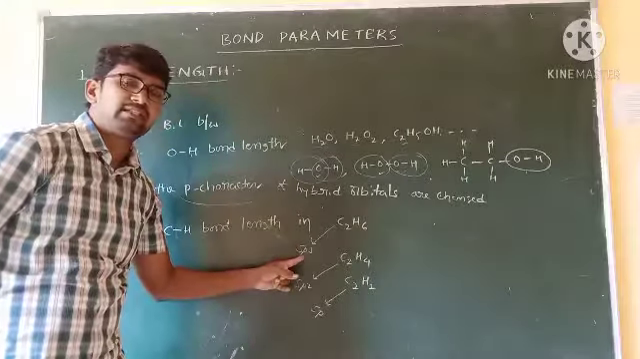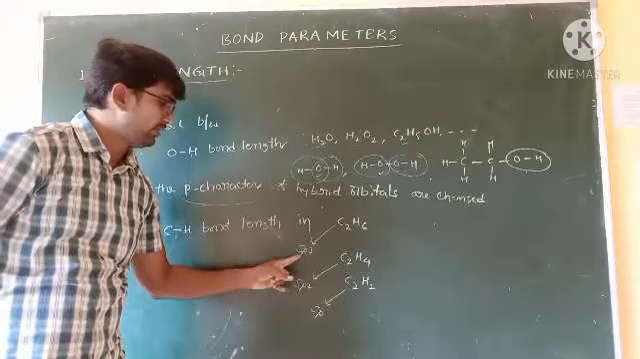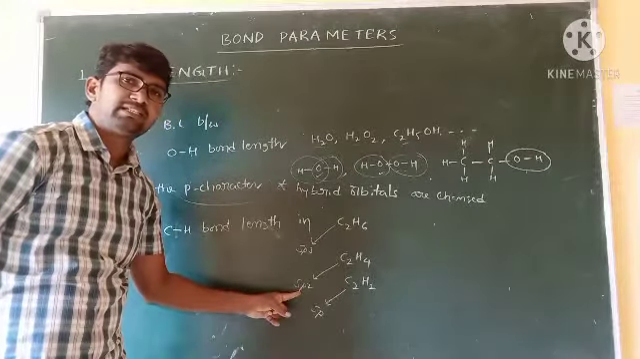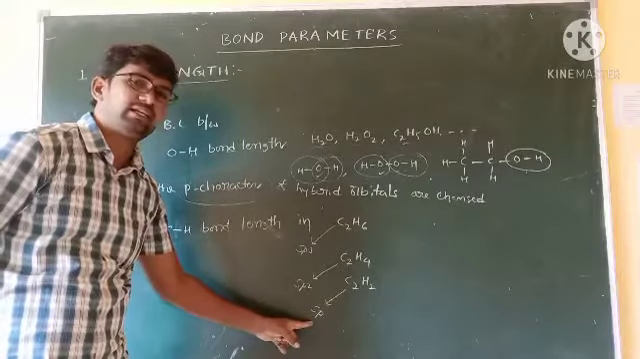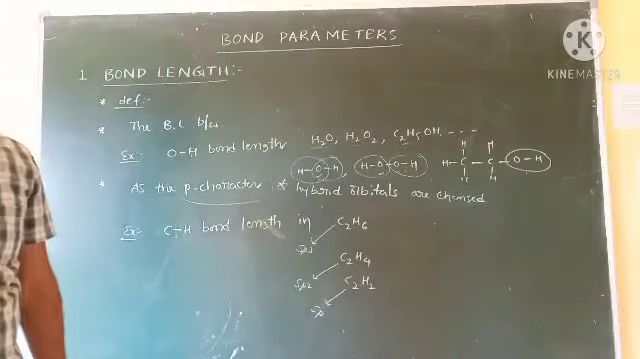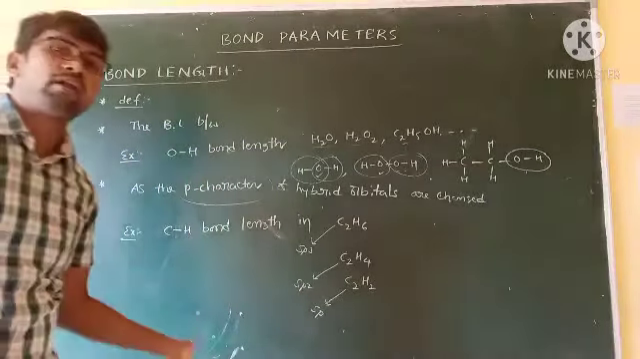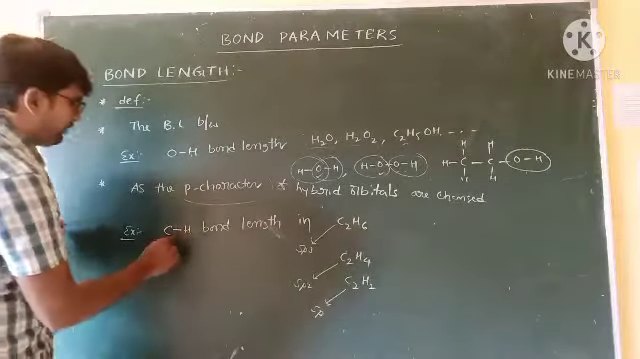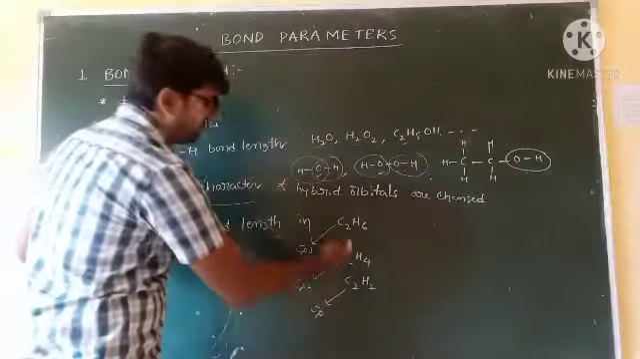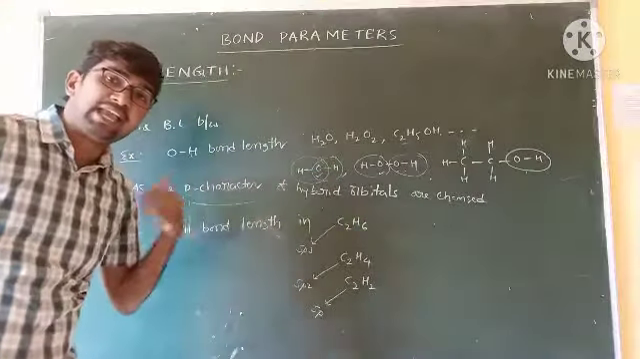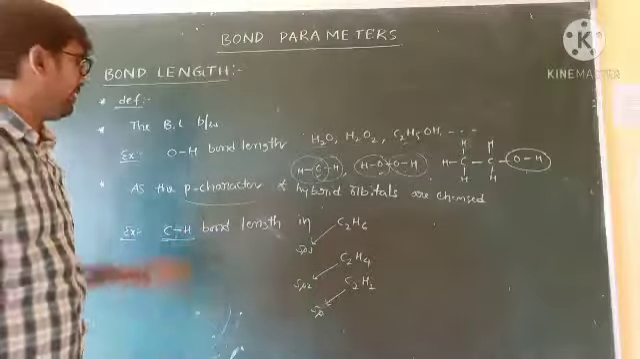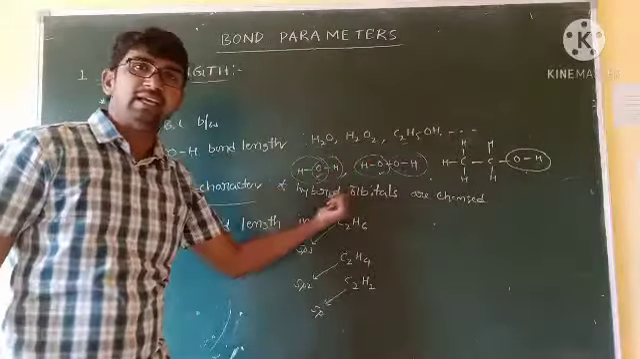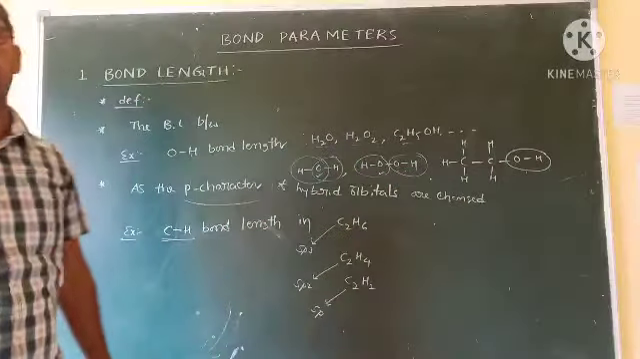Here 75% p character is present. Here 66.6% is present. Here 50% of p character is present. That's why bond lengths are also changed. So the CH bond lengths differ in different compounds due to the change in hybridization. But here the bond lengths are the same in different molecules, because the same hybridizations are present.